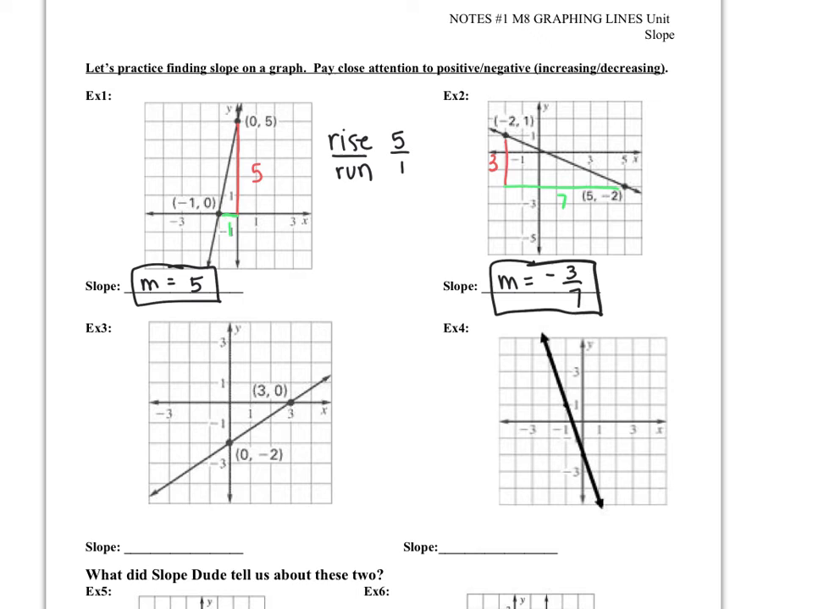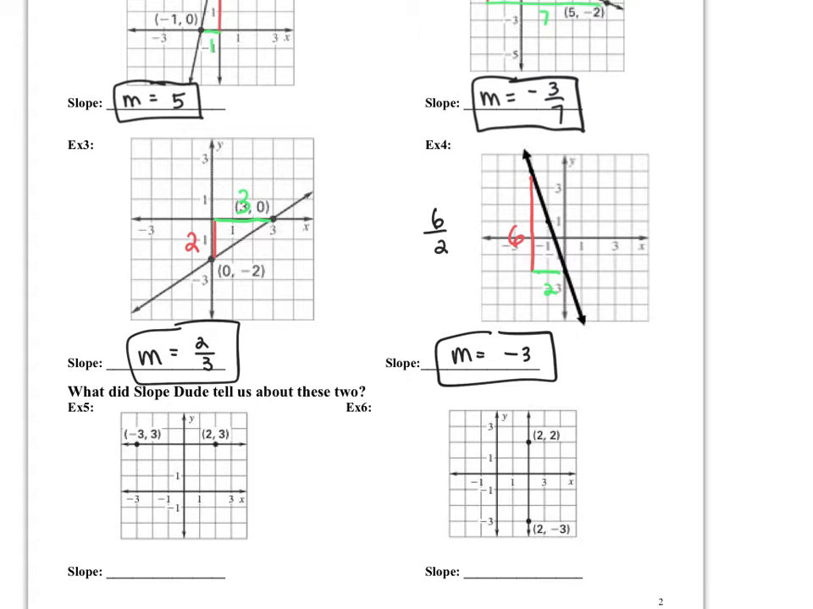Pause the video, try examples 3 and 4, press play when you're ready to check your answers. So on example 3, I have a rise of 2 and a run of 3, and my line is increasing as I read it from left to right, therefore my slope is positive 2/3.